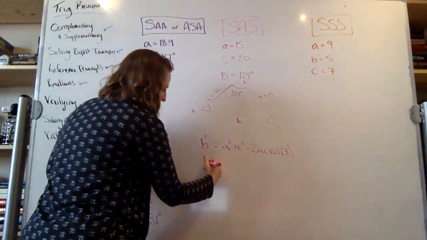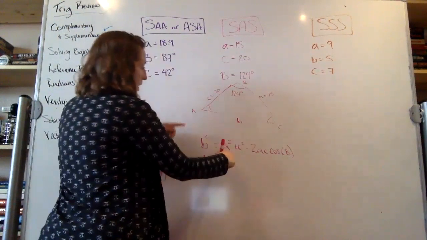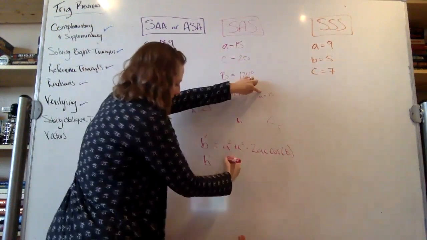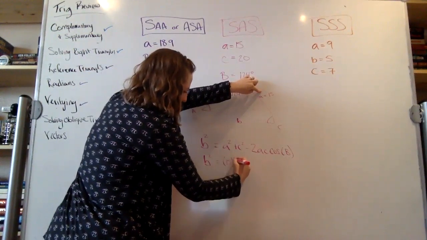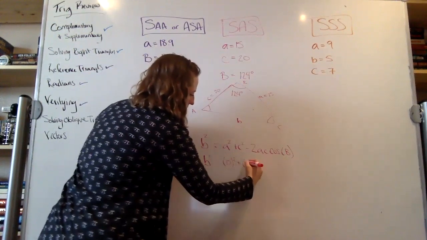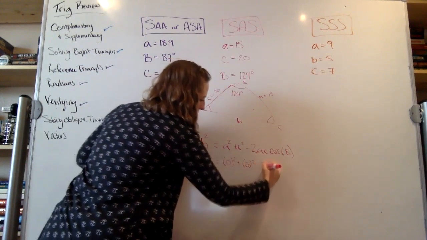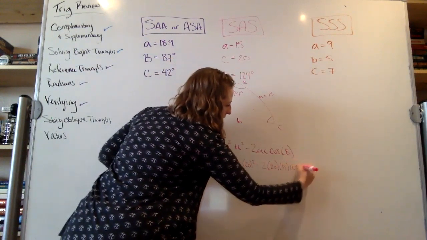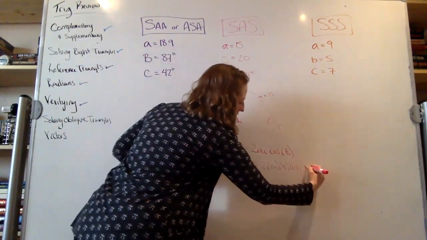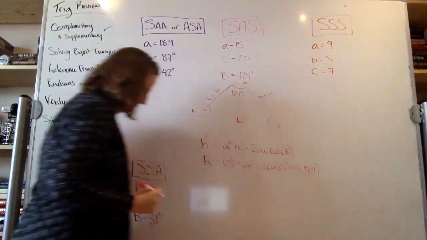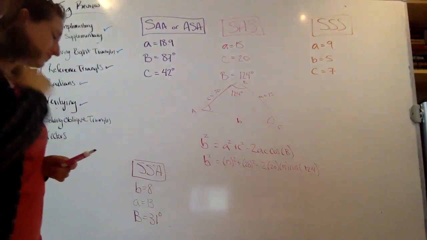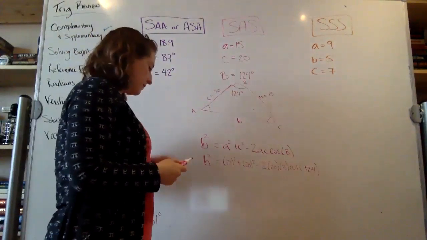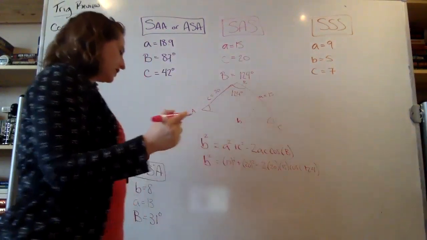We don't know B squared, that's what we're trying to solve. We know our A is 15, so we'll have 15 squared plus, we know our C is 20, 20 squared minus 2 times 20 times 15 times cosine of, we know our B, 124. Okay, so notice now, the only thing we don't know is our B, so we're just going to plug and chug from here.